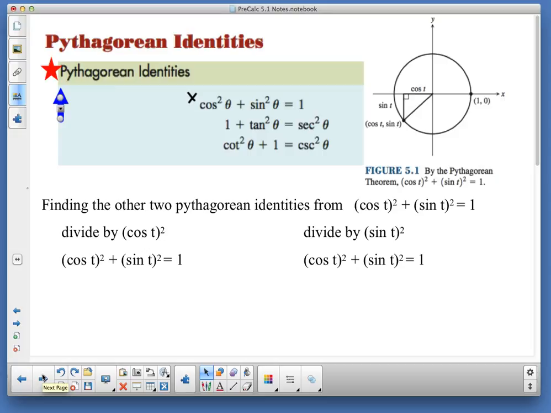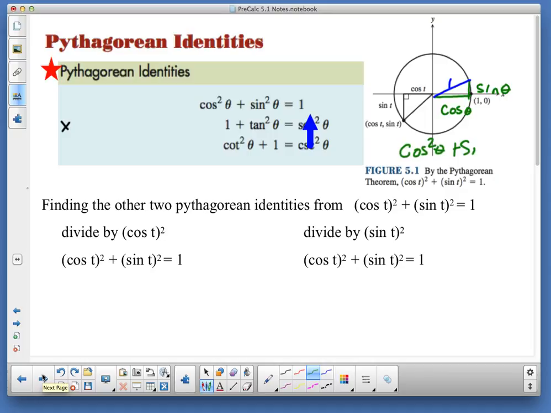Now, Pythagorean identities. And people are like, what? Pythagorean identities? These are identities that come from the Pythagorean theorem. Think about it. We have cosine squared theta plus sine squared theta equals 1. When we've been doing the unit circle, we had the cosine of whatever your theta was, and we had the sine of theta. And remember, this is the unit circle, so the radius is 1. So cosine squared theta plus sine squared theta is equal to 1. And that's how we are able to come up with our unit circle stuff.